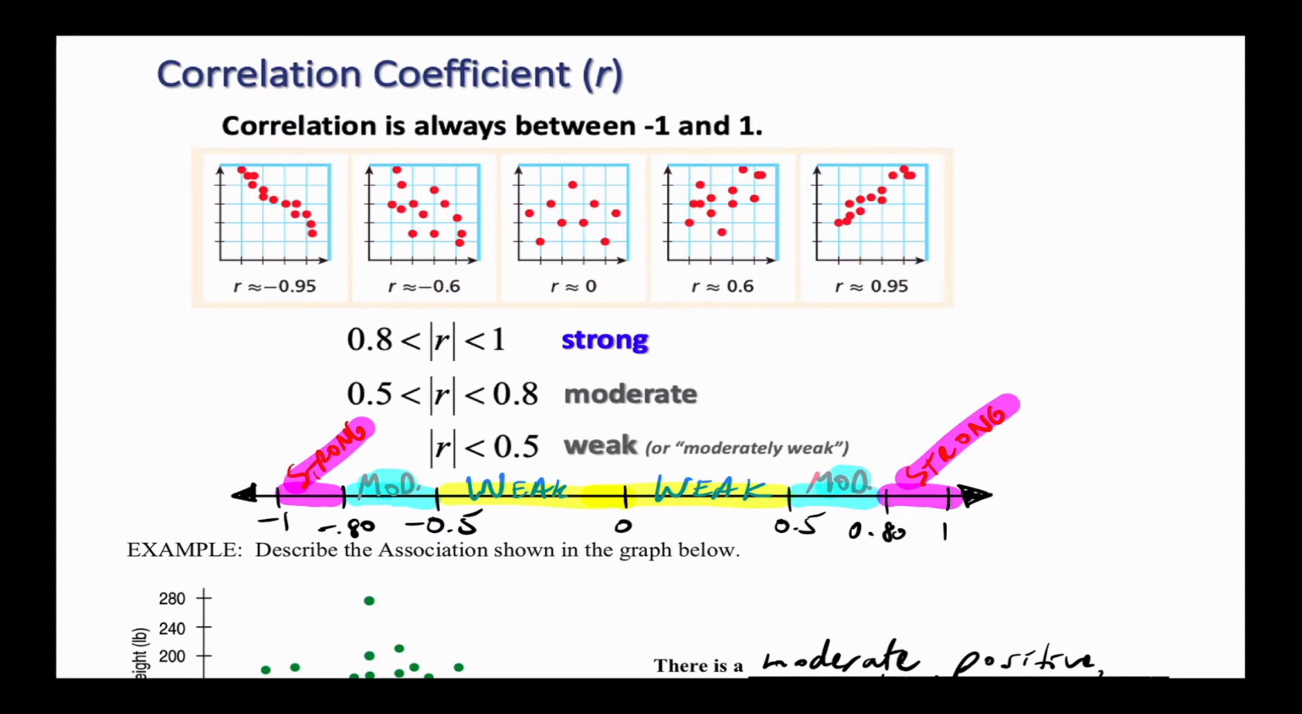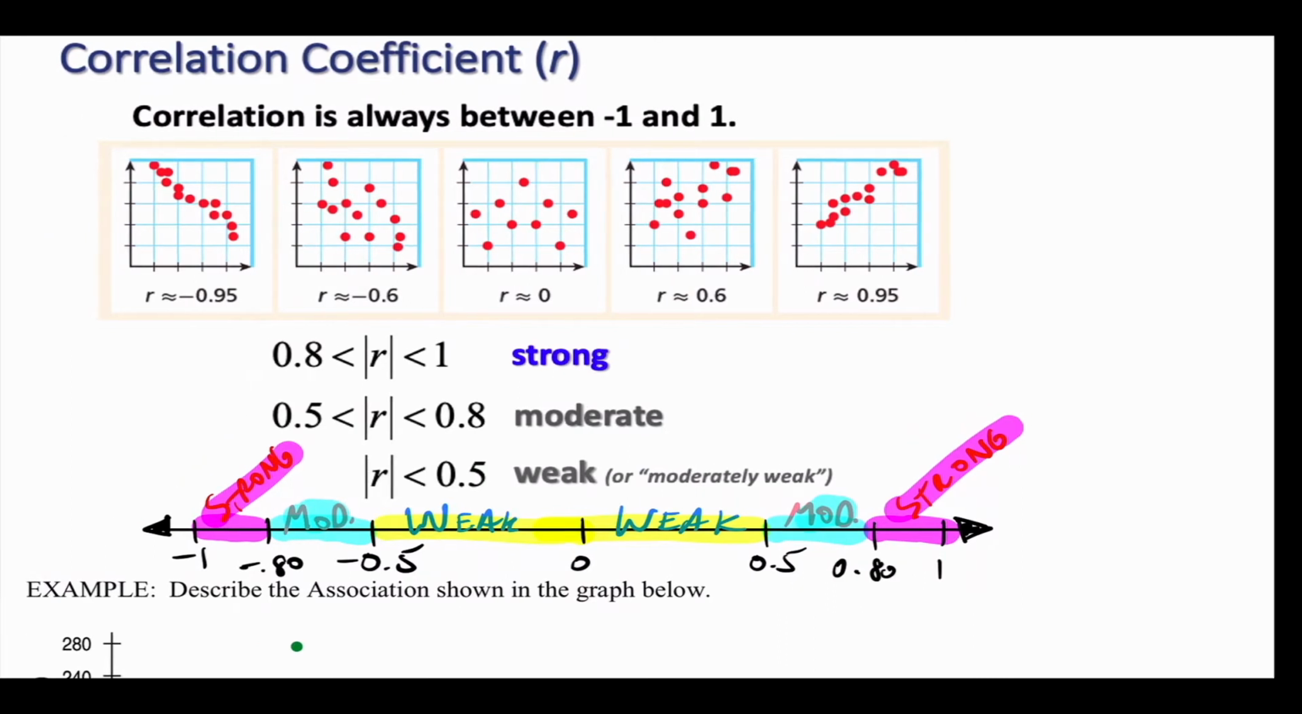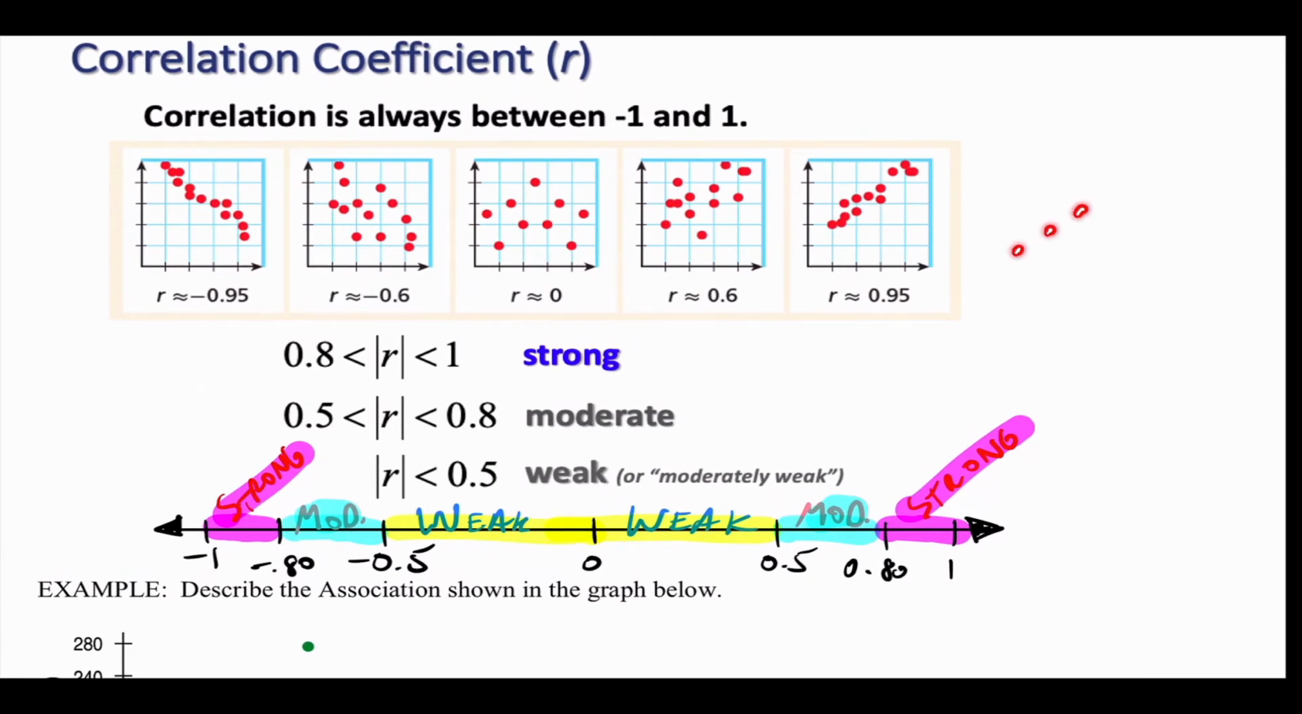Okay? And so I gave you the number line to tell if it's weak, moderate, or strong. -1 and +1 are the extremes. For us to have a -1 or a +1, they would have to be something like that, going uphill, and all line up perfectly. That's +1. -1 would look like that, or like this.